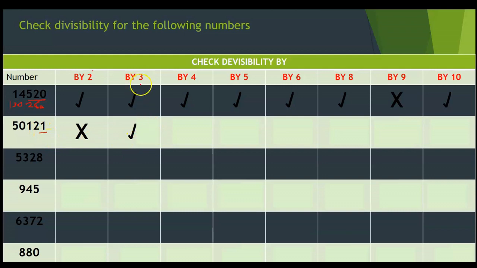9 is a multiple of 3, then it's divisible by 3. What about 4? We said it's an odd number, so it's not divisible by 4. Divisible by 5? It ends with 1, so it's not divisible by 5. By 6, of course, it's an odd number, so it will not be divisible by 6. By 8, it's an odd number, so it will not be divisible by 8. What about 9? We said the sum of all the digits is 9, so it is divisible by 9.